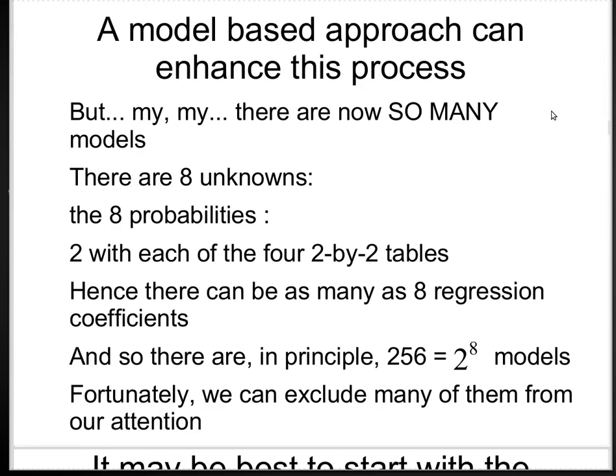So now we'd like to say, okay, we've done this as far as we could with the stratified analyses. Now let's talk about the models. How do we go about using this model, this logistic regression? But the first thing we need to notice is that there are a lot of models. There are 8 unknowns, the 8 probabilities, or the 8 odds. So that means that in principle there's a huge number of models that might be considered. How do we exclude many of them from our attention? How do we ensure that we've addressed all the key issues?